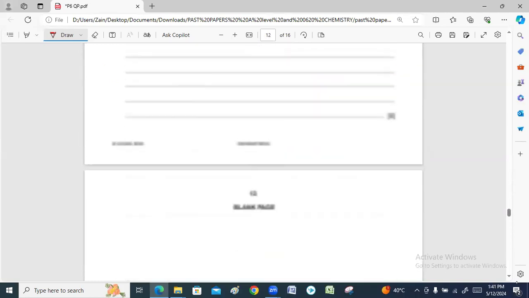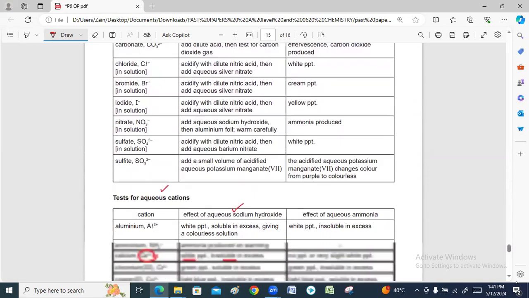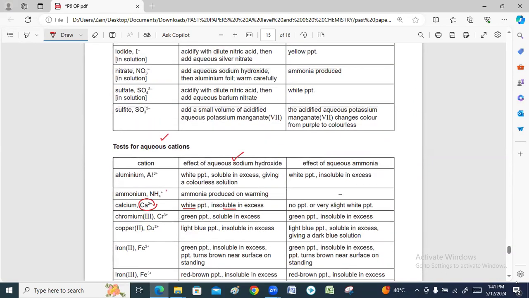So if we look at our qualitative analysis notes, concentrate on NH4 positive and Cl negative. This is NH4 positive. The presence of NH4 positive can be tested by using aqueous sodium hydroxide or aqueous ammonia. Generally, aqueous sodium hydroxide will give the positive test: ammonia produced on warming. So this test is not the test for NH4 positive, because he is not using aqueous sodium hydroxide. He is using aqueous barium nitrate.